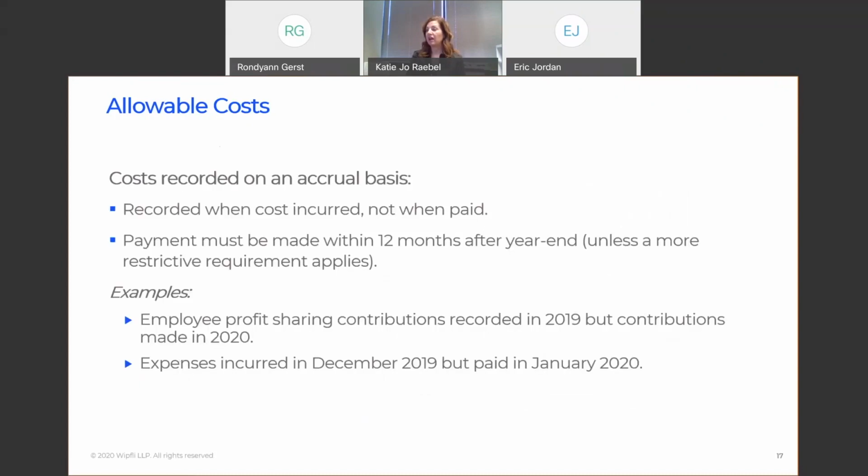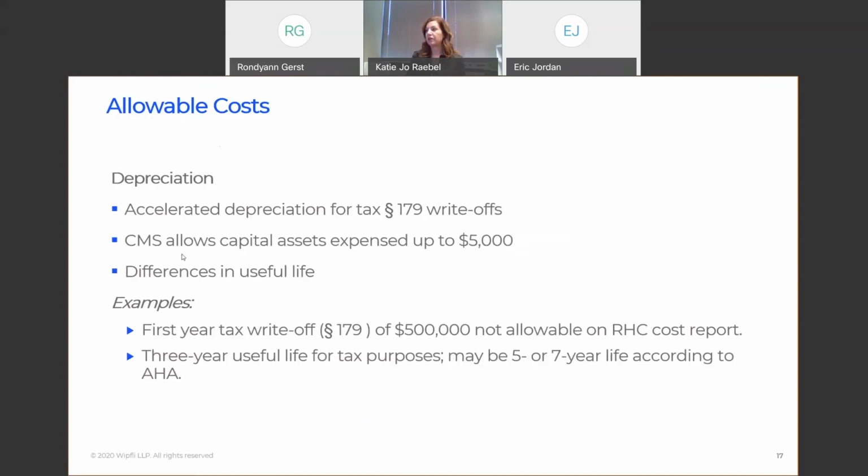Again, we are reporting costs based on accrual basis versus cash basis. That's important. And your cost report preparer may not necessarily know if you are providing them a P&L and it's not evident that it's a cash basis. You'll want to communicate that with them.